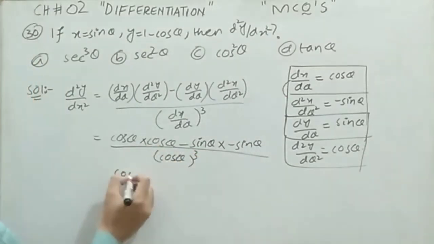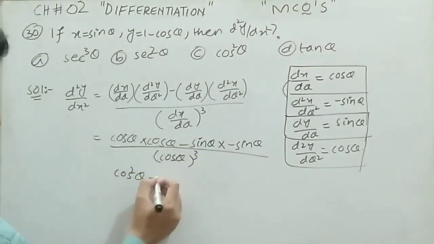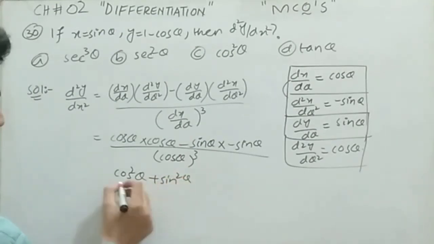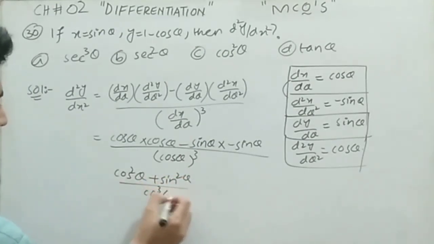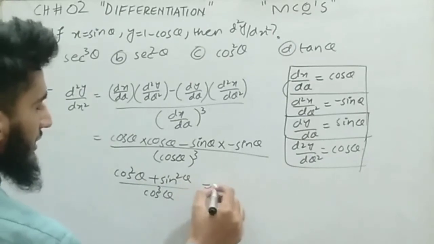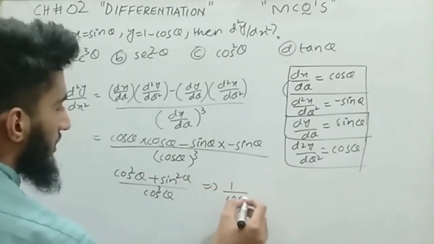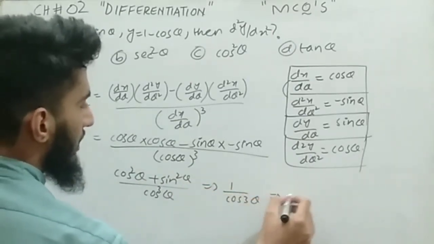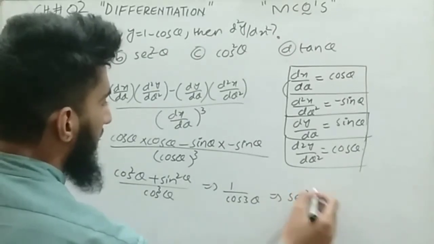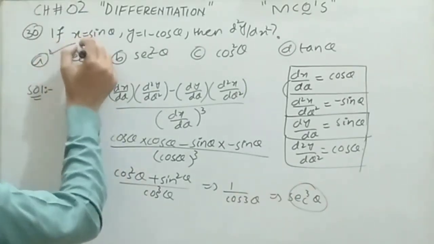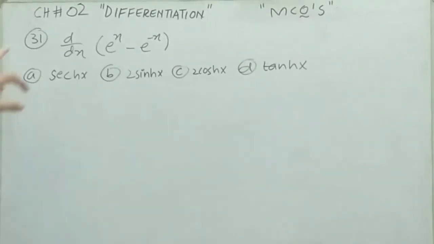So in the numerator we are left with cos square theta minus minus, which gives us plus sin square theta, divided by cos cube theta. In the numerator cos square theta plus sin square theta is equal to 1, divided by cos cube theta, and 1 over cos cube theta is equal to secant cube theta. So the correct option is option number A. Now move toward MCQ number 31.